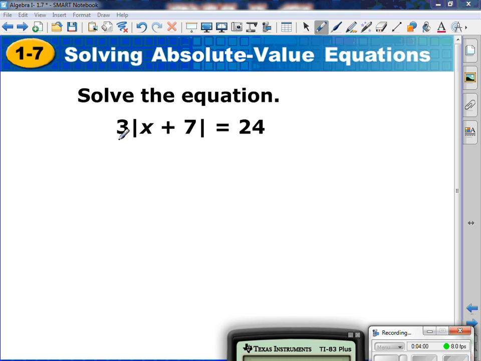So how do I get rid of this 3? What is this 3 doing here? Multiplying. How do I get rid of something multiplying? Divide by 3, divide by 3. I have the absolute value of x plus 7 equals, what's 24 divided by 3? 8. Now I have the absolute value of x plus 7 equals 8. I have an absolute value equals something. Once you have just an absolute value equal to something, now I can split it up into 2 separate problems.